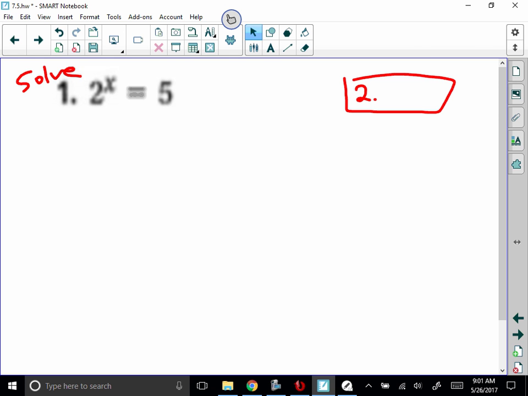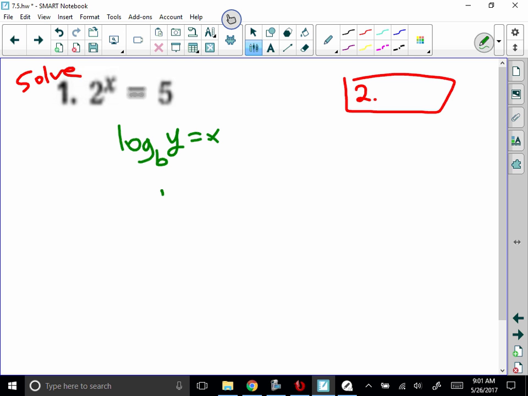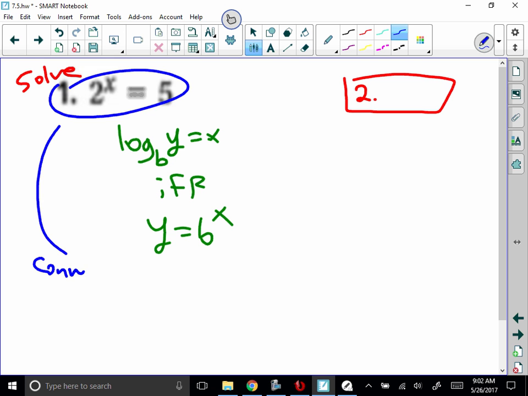If you think back to when we defined a log, we said the log base b of y equals x if and only if y equals b to the x. Do you recall that? And do you recall the first few examples when I said you're going to need the skill that says you can change something from exponential to log form and vice versa? All you've got to do to solve number one right here is convert to log form. That's all you've got to do. That's it. And you'll have the answer. That fast. One step.